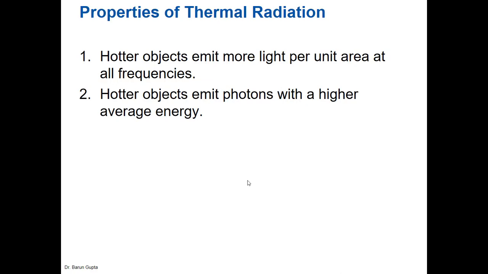So the hotter the object is, it emits more light per unit area at all frequencies or all wavelengths. So that means it also has more intensity, or it emits more photons and has a higher average energy.